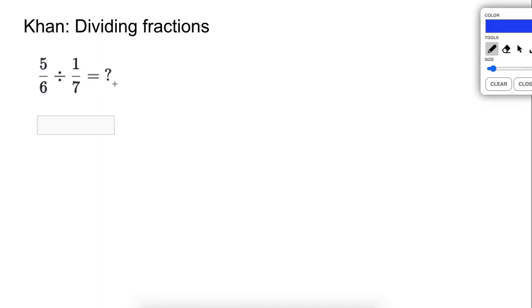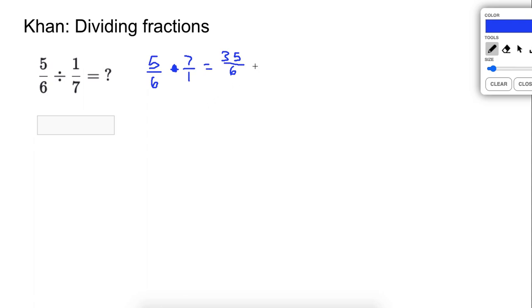So we end up with, again, we're going to multiply by the reciprocal of the divisor. So it's always the divisor that we're finding the reciprocal of. So the first one stays the same. So we end up with 5/6 times the reciprocal of this one. So it would be 7/1. And that would be 35/6. And that would end up, you could type that in.